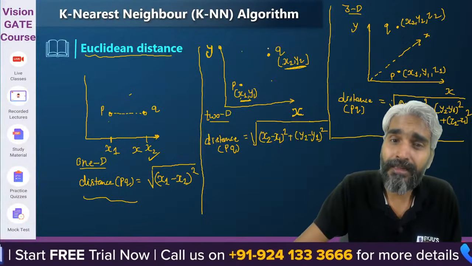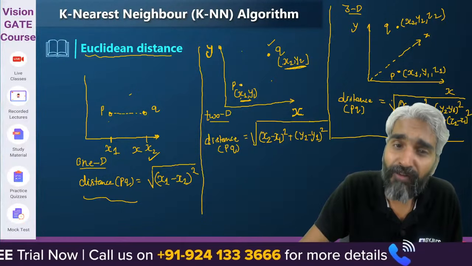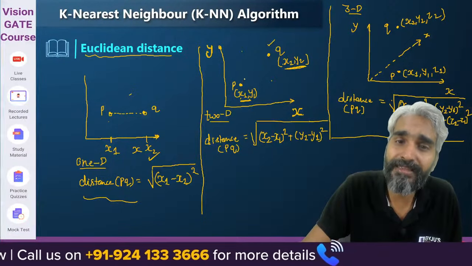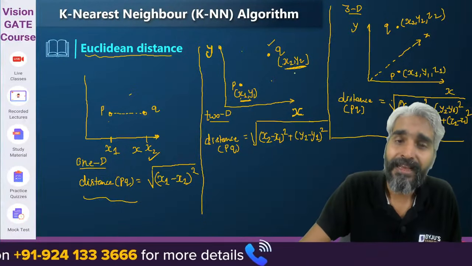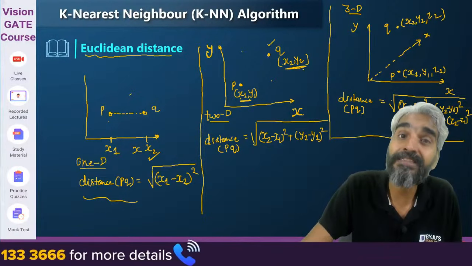So you will just check that with respect to this training data, how far this particular new point is. So you will calculate the distance as x2 minus x1 whole square plus y2 minus y1 whole square.